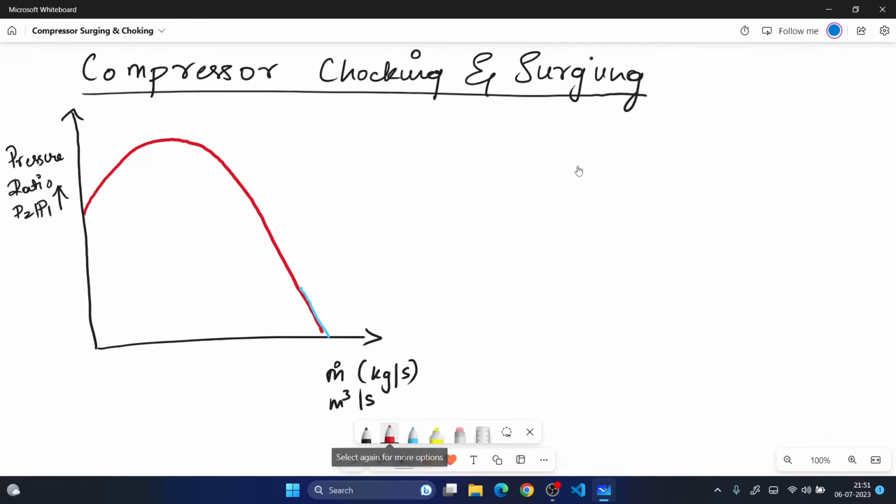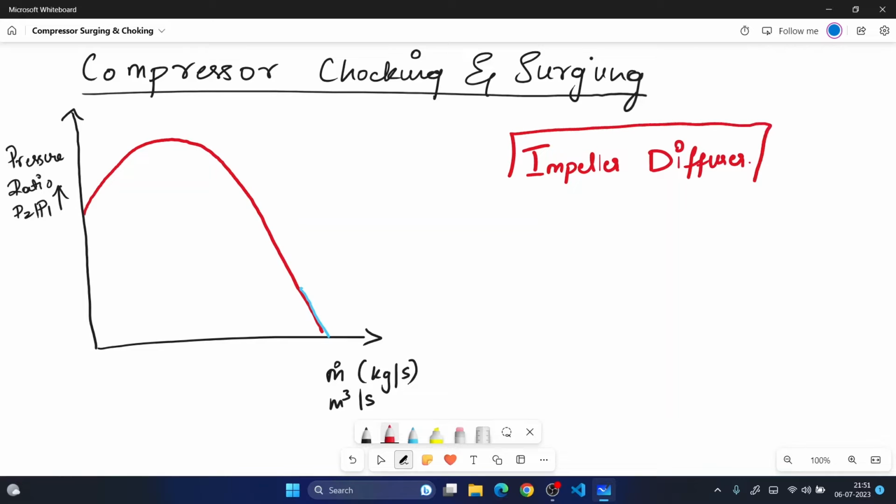Let us consider a compressor, say a centrifugal compressor. What happens in the centrifugal compressor? There are two major components: the impeller and the diffuser. These two are the major parts of the centrifugal compressor. The impeller increases the pressure, and the diffuser also increases the pressure.